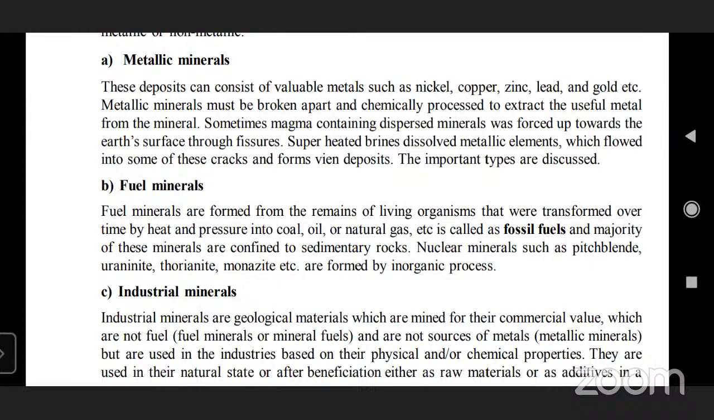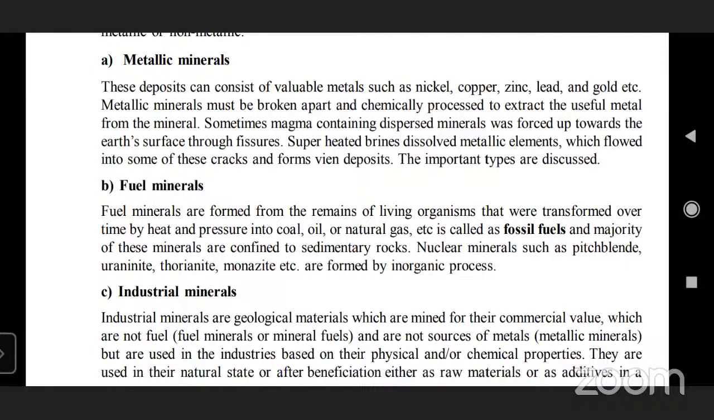These fuels are formed from the remains of organisms, either animals or plant materials or vegetative materials, that were transformed over time by heat and pressure. These vegetative materials are living organisms.